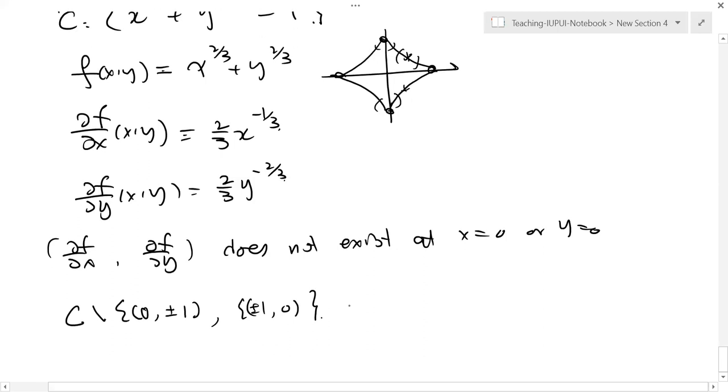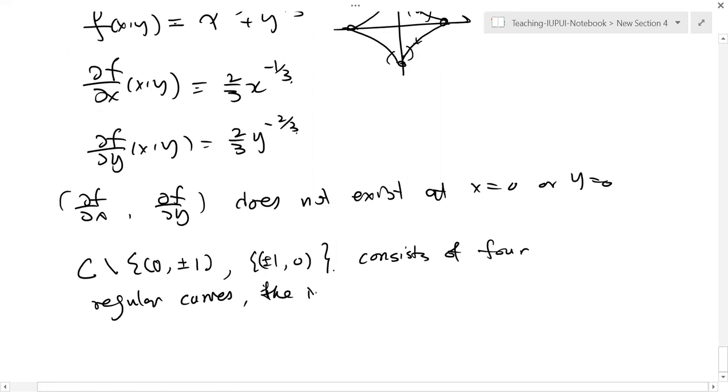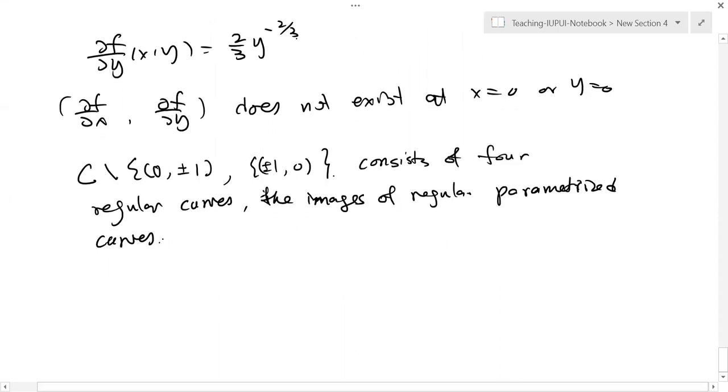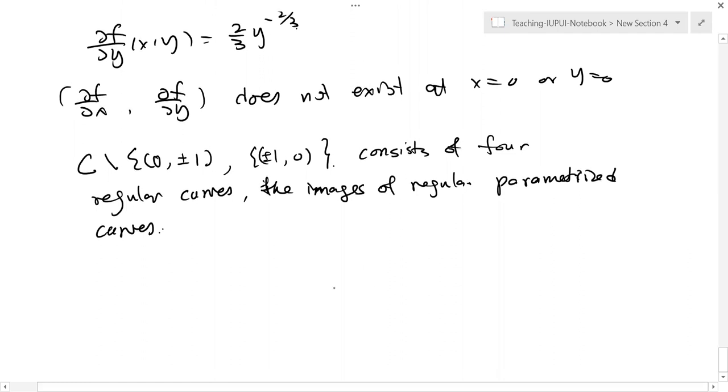This consists of four regular curves. That means each is the image of a regular parametrized curve. And actually, you can solve it directly in this particular case. Let's take a look at this again. So we exclude these four points.